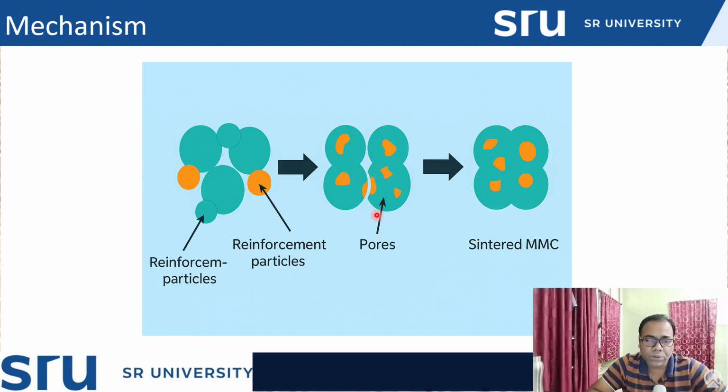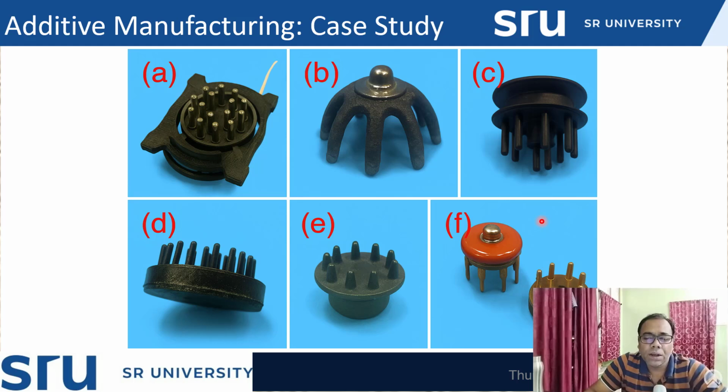Now coming to what happens once the powder material is supplied with sufficient energy. It will start partial melting. Once partial melting of the powder material takes place, after that what will happen? It may lead to the fusion of the particles. From that diagram one can understand how the fusion will take place, and then sintering will take place.